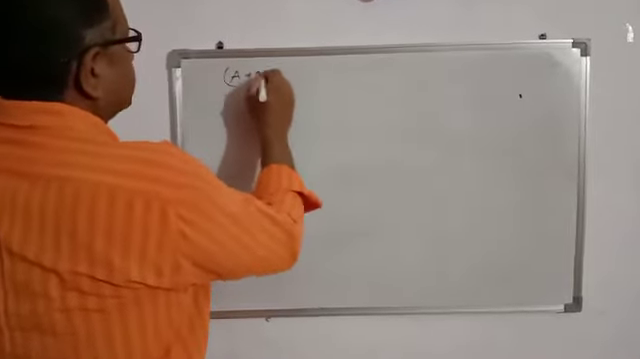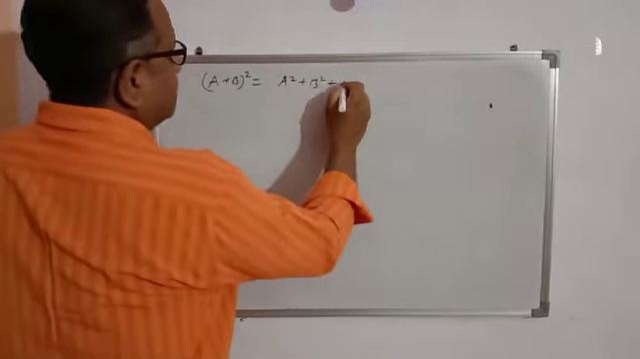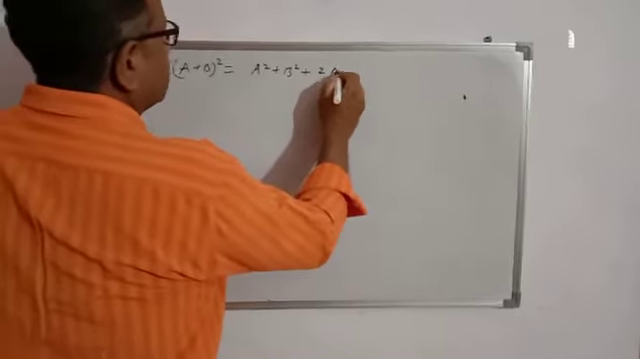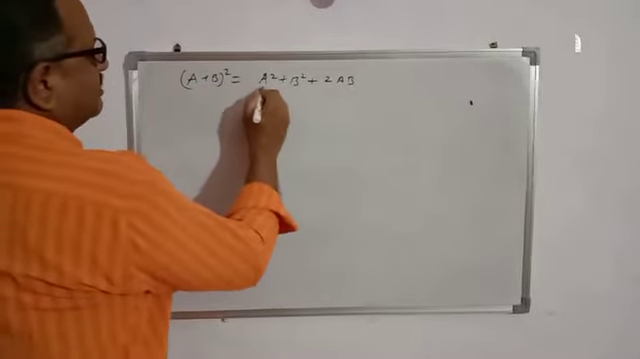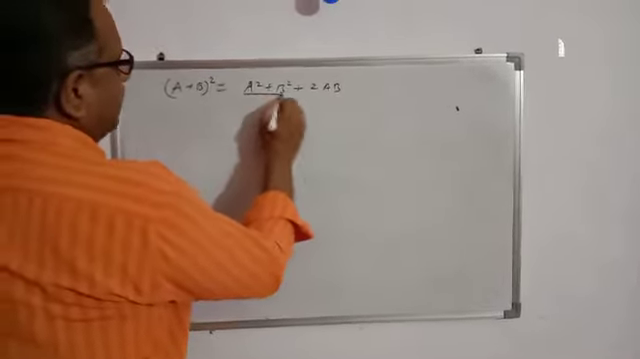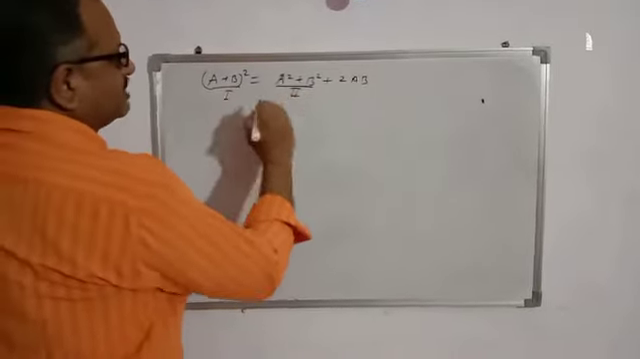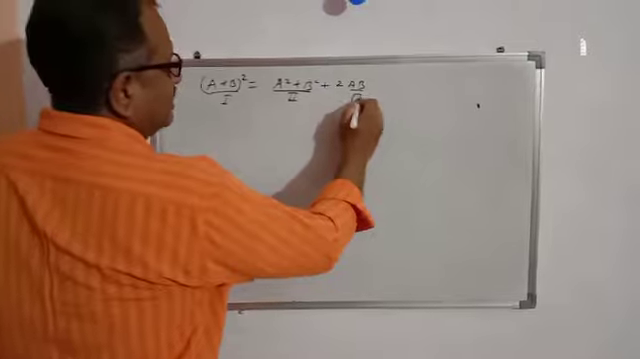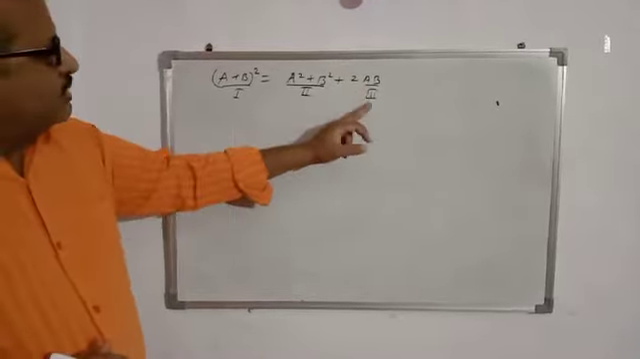(a + b) whole square. It is a square plus b square plus 2ab. We will divide this expansion into three parts. A plus b is the first part, a square plus b square is the second part, ab is the third part. So I have divided this expansion into three parts.